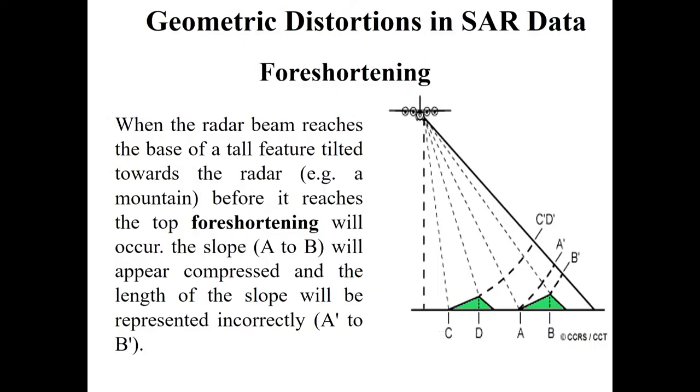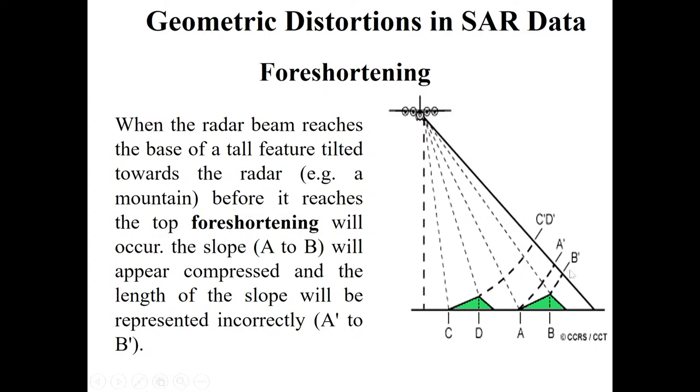There are mainly three distortions in the SAR data set. These are the geometric distortions: foreshortening, layover, and shadow. Foreshortening is graphically represented here, and it is defined as: when the radar beam reaches the base of a tall feature tilted towards the radar before it reaches the top, foreshortening will occur. The slope AB will appear compressed, and the length of the slope will be represented incorrectly. Here you can see that A dash B dash, this slope, is represented incorrectly.